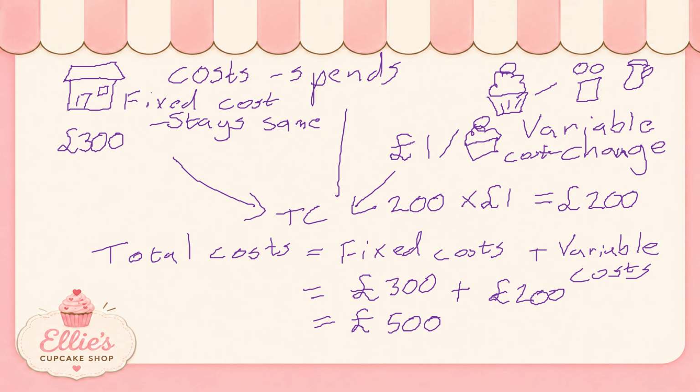So in the next lesson, we're going to calculate the exact number Ellie needs to sell so that her business survives. But before we go, do you think she should cut down a cost on her rent, her fixed costs, or do you think it'll help her more if she cuts down her variable cost, her costs that change per cupcake?